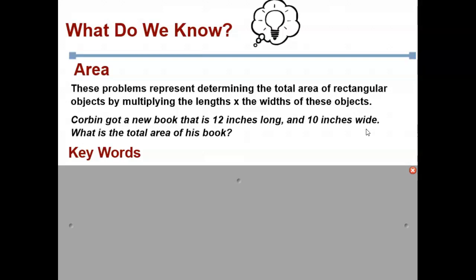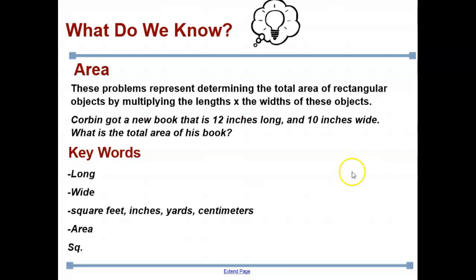There's one very obvious keyword. Right, it says right here, boys and girls, what is the total area of his book? Well, I know it's asking for the total area. So I know right away that's referring to the amount of space covered by his book. How much space does his book take up? Let's look to see which keywords you came up with. So long, wide.